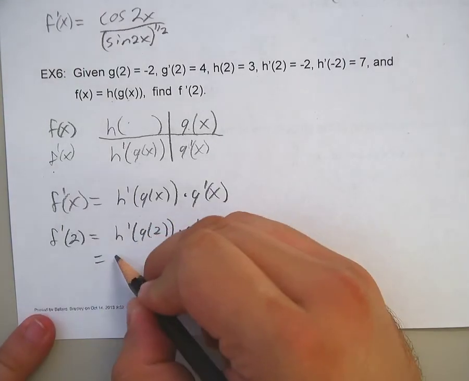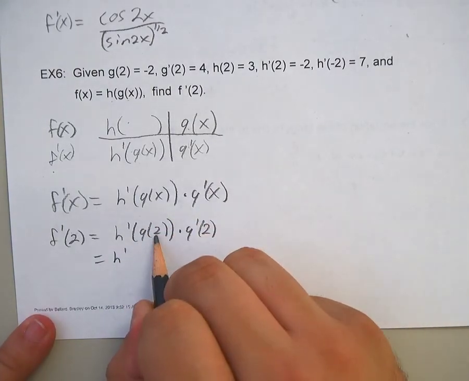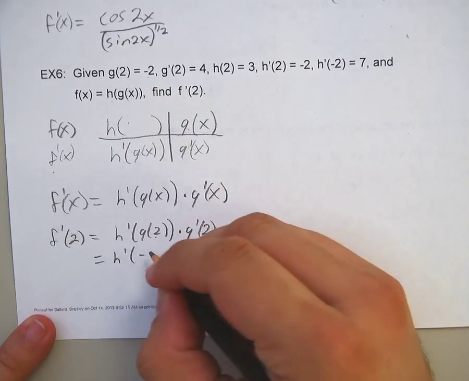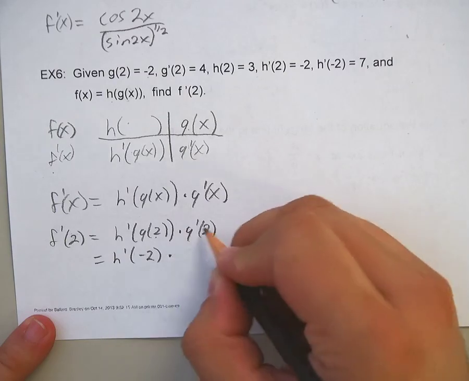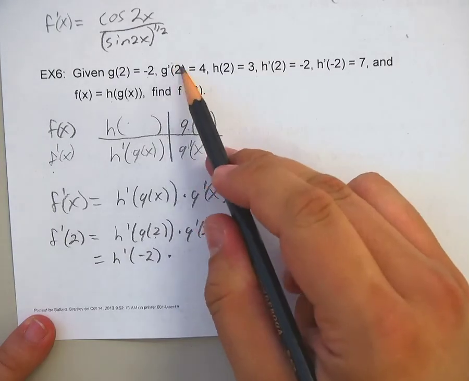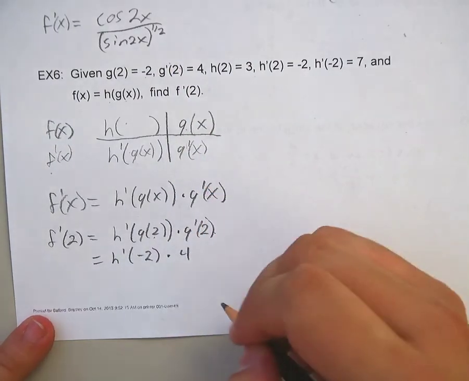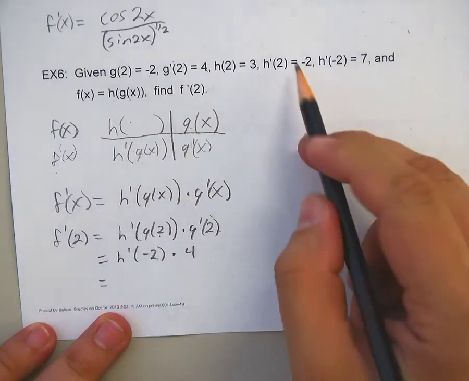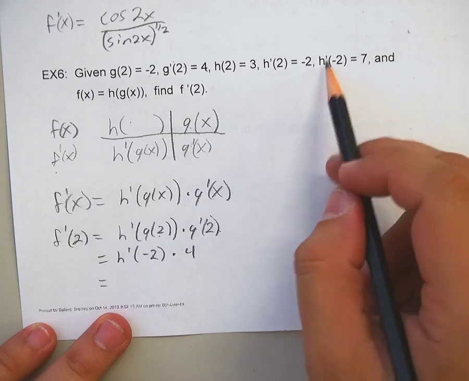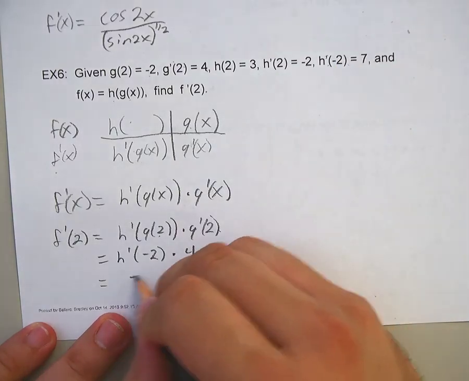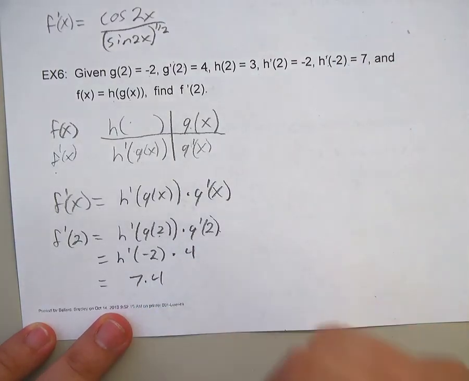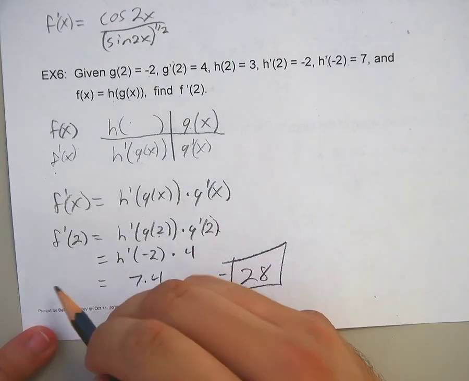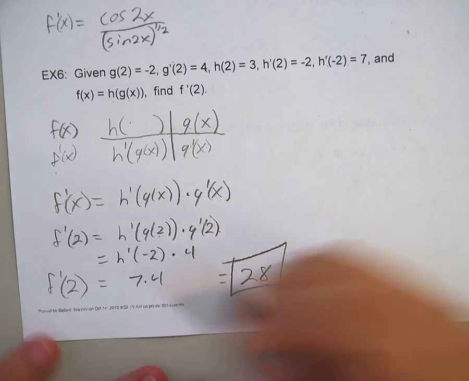Well, that's going to be h prime, and g of 2 is negative 2, so that's h prime of negative 2. G prime of 2 is 4 times 4. H prime of negative 2 is 7. 7 times 4, 28. Not too shabby, is it?